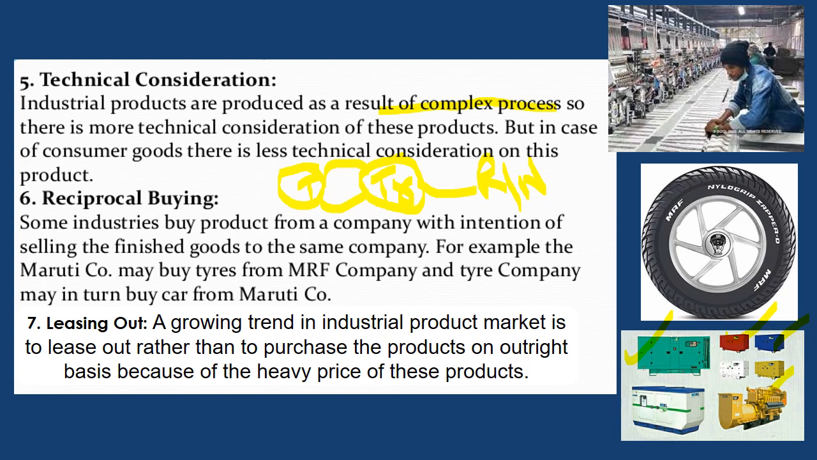Okay, then the seventh one, I think this example is much easier for you to understand. Leasing out, the word lease itself tells you it's renting out. Example, you cannot buy these big, see, these are called plants, so these are called machinery. You cannot buy these machinery or plants because they're huge and you cannot afford to pay so much money.